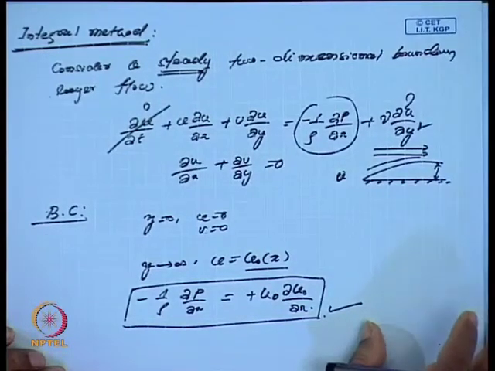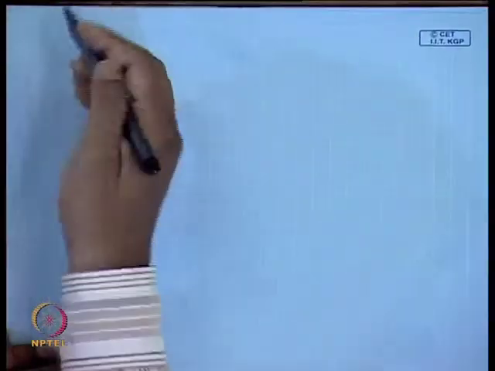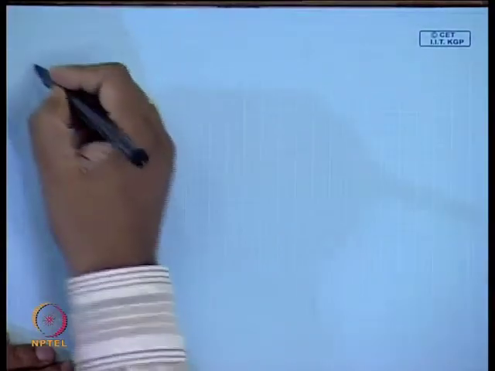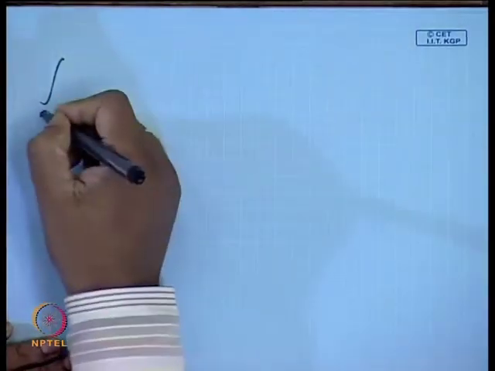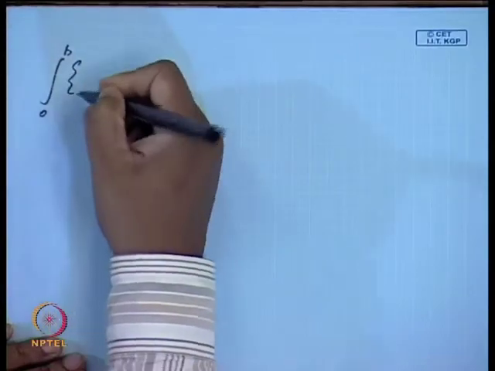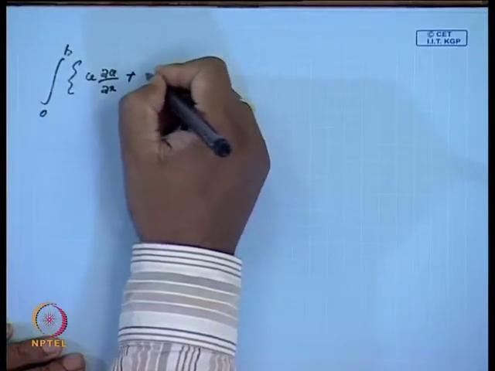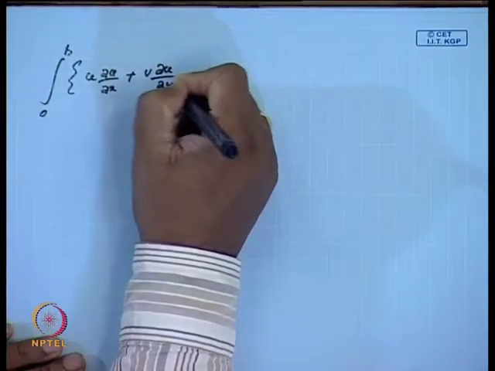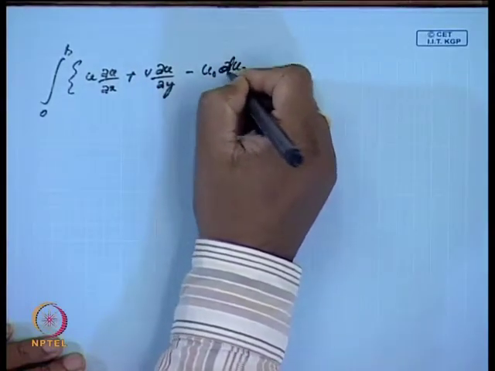Now, to proceed further, what will we do? We will first integrate this equation, that means the boundary layer equation, over the interval 0 to h, where h is a point beyond the boundary layer. So, I integrate over 0 to h the boundary layer equation, that is u del u by del x, because I have the steady case, I have already taken del u by del t as 0, plus v del u by del y minus u naught du naught by dx.